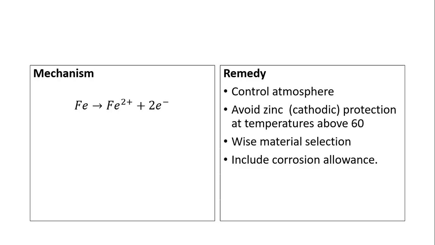Another important thing is to use wise material selection. There's an example given there of what happens when you use carbon iron to transport water containing particulates and chlorine. So it is suggested that instead of using iron, we should use PVC. Then the last important thing is that when we are designing our materials, we should always include corrosion allowance.